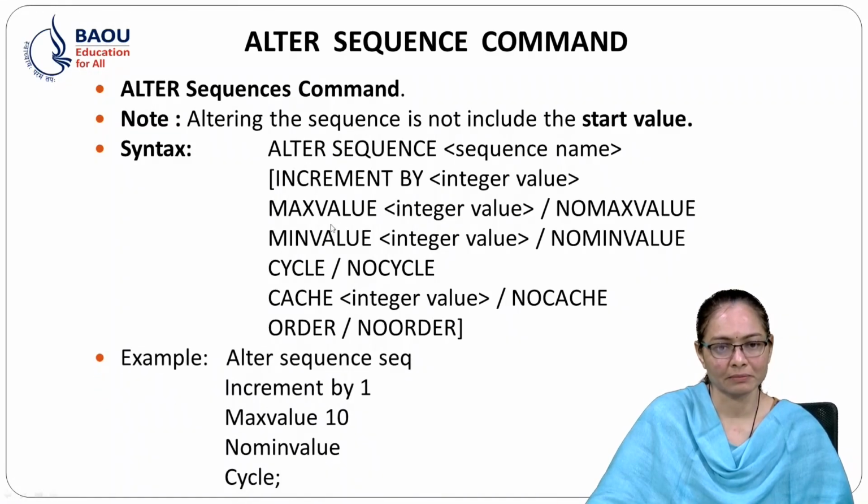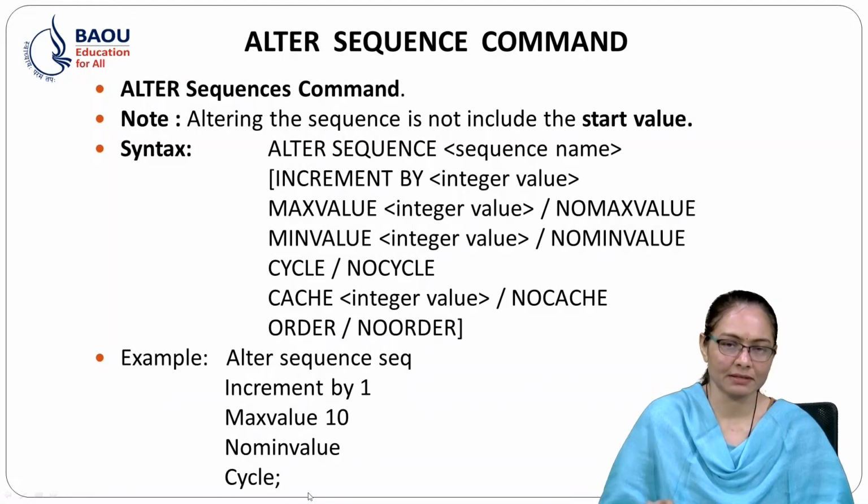See in the example, alter sequence, sequence name SEQ, then increment by 1, max value is 10. Previously we wrote 5, max value is 5. After the sequence is created, we alter the max value to 10, and no minimum value and cycle is included. After 10, it will generate the first value again: 1, 2, 3, 4, 5, 6, 7, 8, 9, 10. After 10, 1 is automatically generated, 1, 2. So, it will include the cycle.